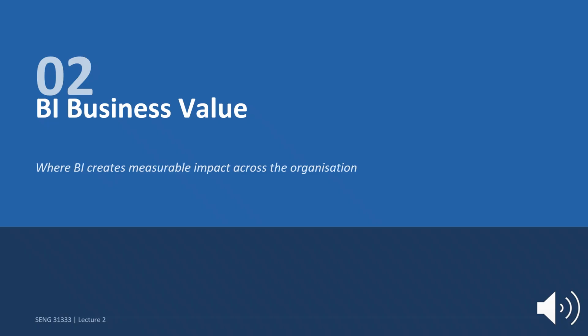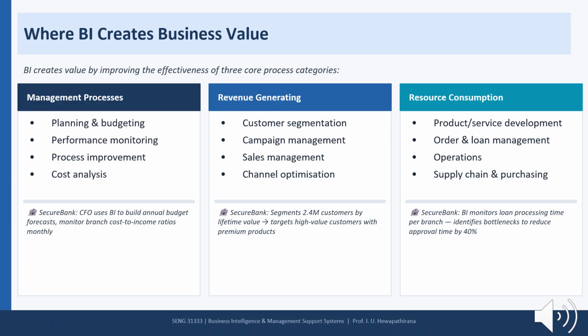We have established what the 3 types of BI applications are. Now let us look at where across an organization, BI actually creates measurable impact. The value that business intelligence delivers does not sit in just one part of an organization. It cuts across every major category of business activity.